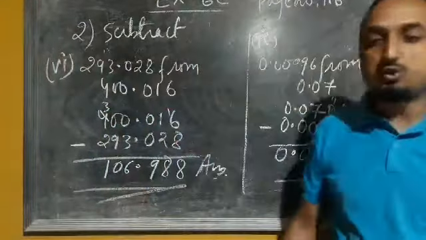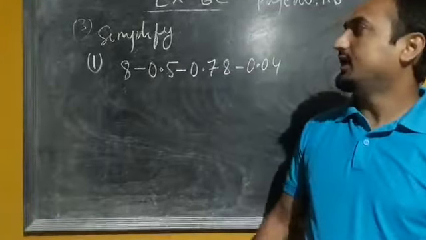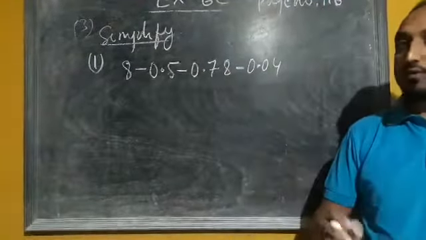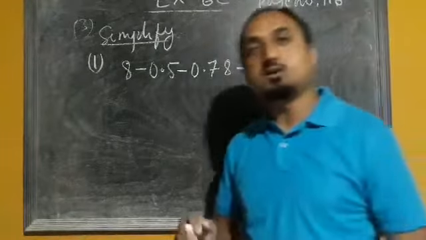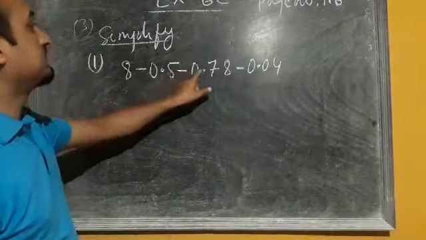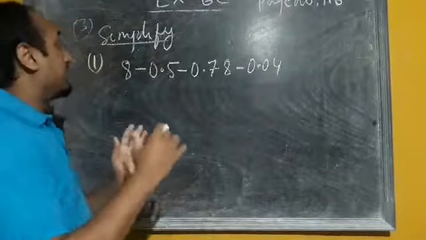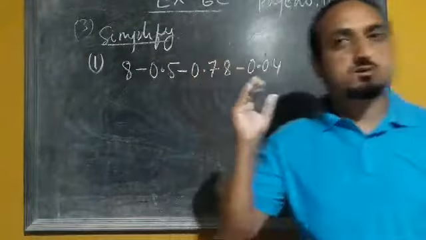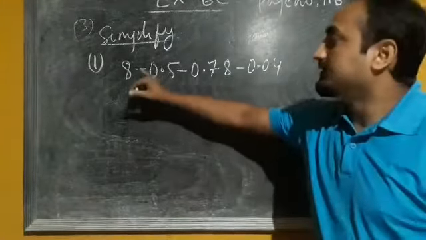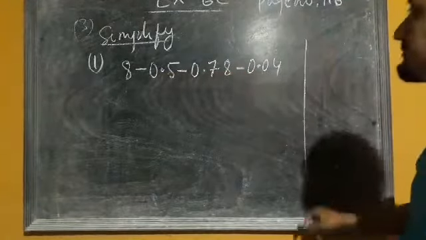So now I am going to start question number 3. The next question is simplify, question number 3-1. There are 4 questions. Out of that, 2 I will solve, and the remaining 2 you have to try by yourself. The first question is 8 minus 0.5 minus 0.78 minus 0.04. In the chapter on number system, I taught you how to add numbers if all the numbers have a negative sign. So we will do it on the right side.